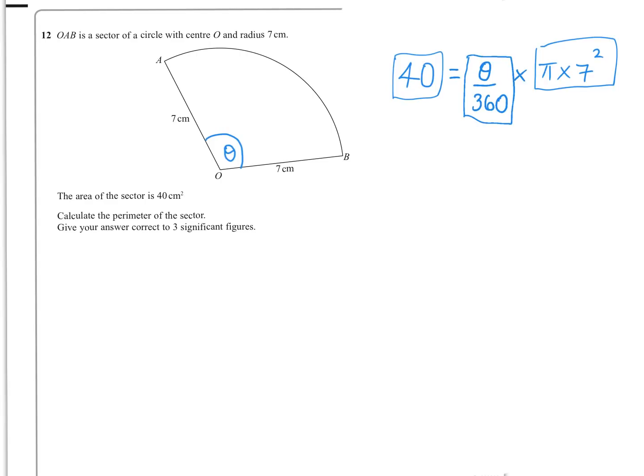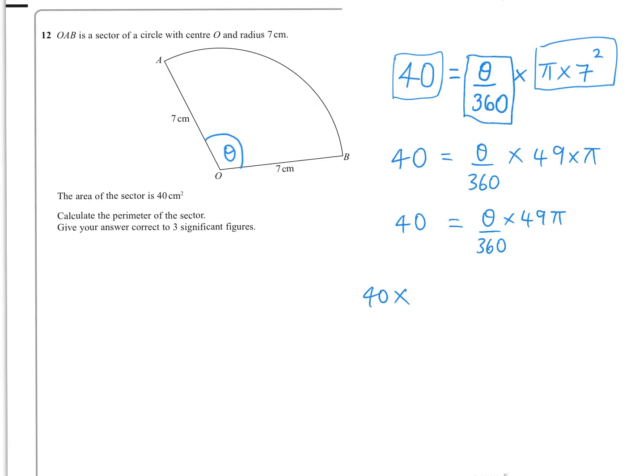So I'm just going to simplify a few things. And then a little bit more. And then I'm just going to rearrange to get theta, the angle. So I'm going to times both sides by 360 and then divide both sides by 49 pi. And then on my calculator, I'm just going to do that calculation.